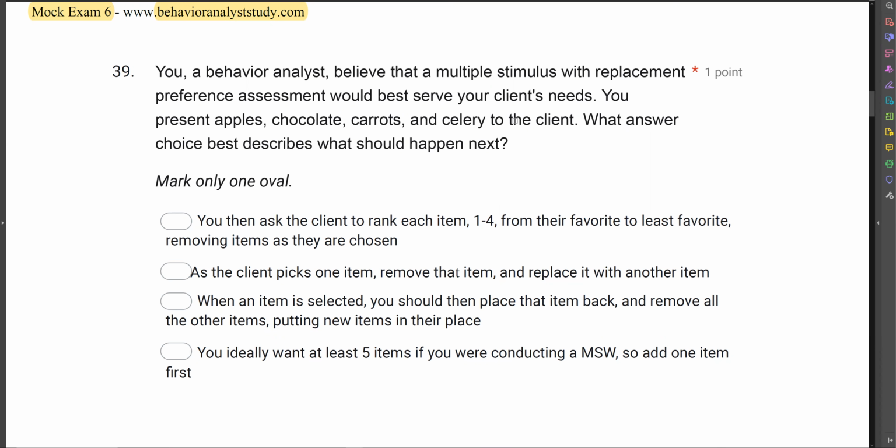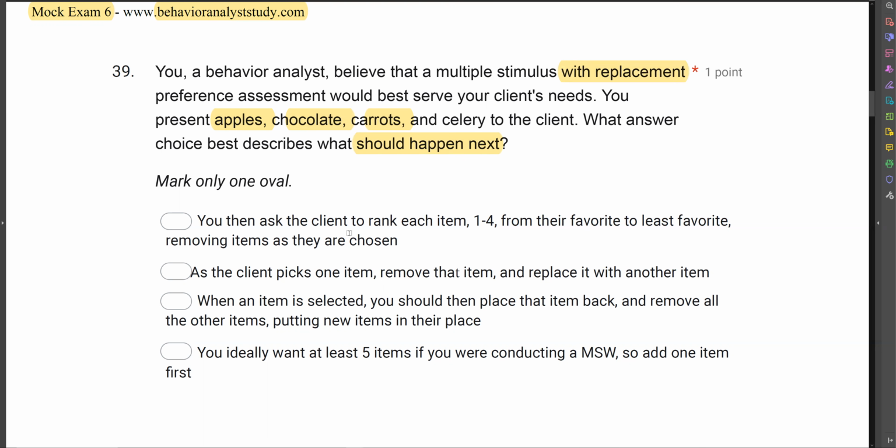Now, the multiple stimulus with replacement, probably the most understood preference assessment. And when we think about multiple stimulus preference assessments, we're typically thinking 3 or more items. We have our single choice, we have 1 item. Paired choice, we have 2. Multiple stimulus, 3 or more. In this case, we're going to do a with replacement with apples, chocolate, and carrots. And the question wants to know what should happen next. So you've laid out all these items in front of your client. What should ideally happen next in a multiple stimulus with replacement assessment?